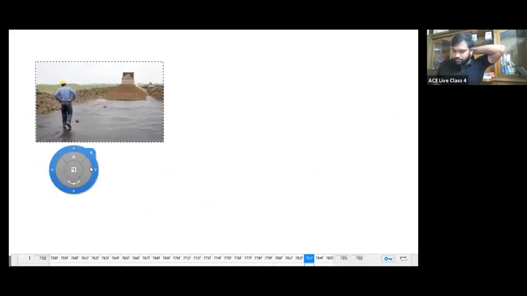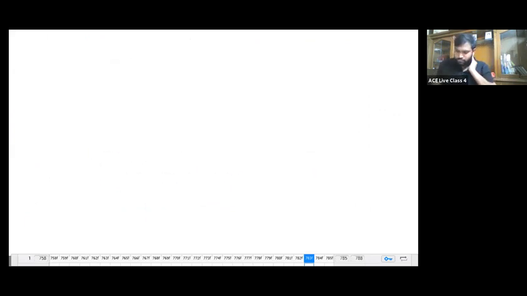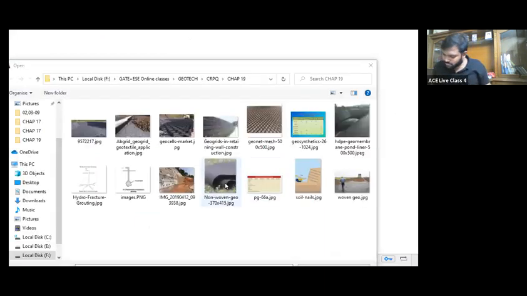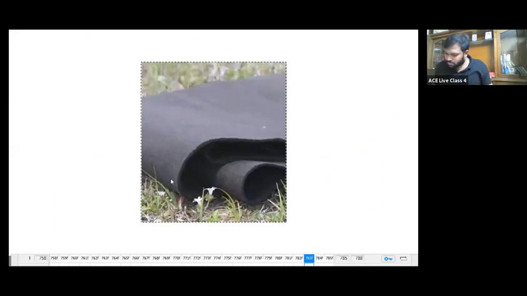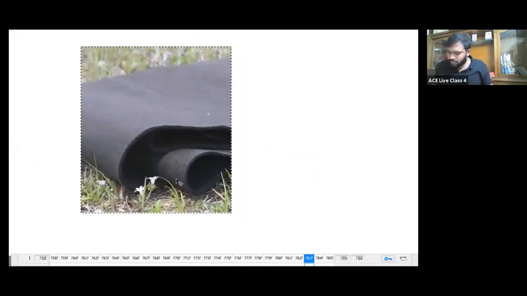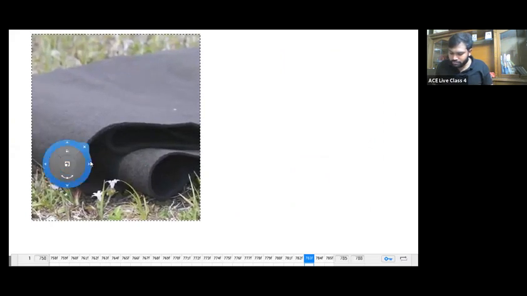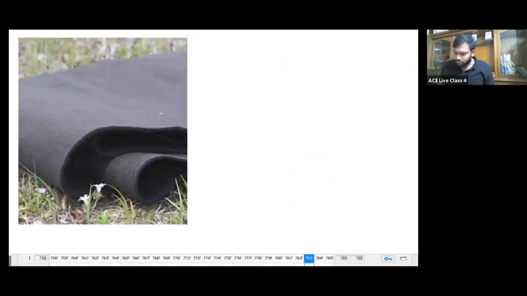You can see, this is nothing but a non-woven geotextile. And what about woven, sir?